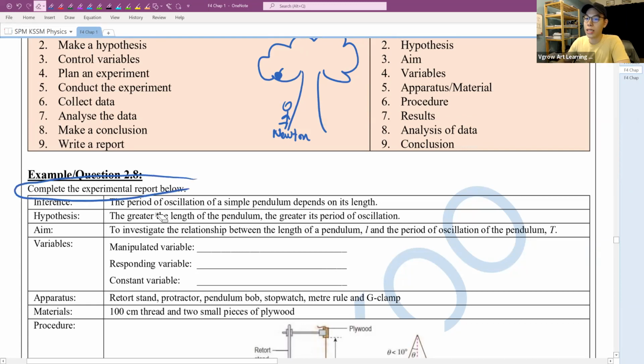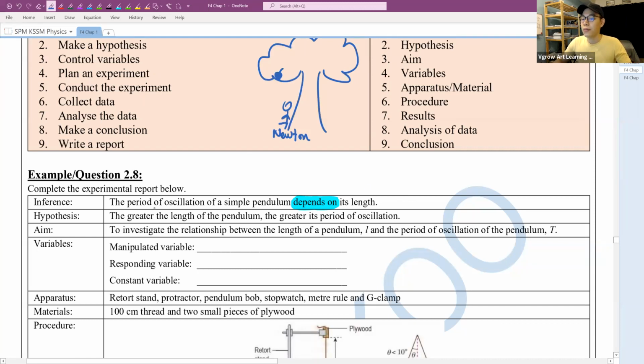The inference is like that: the period of oscillation of a simple pendulum depends on its length. If you want, you can highlight the words depends on. Usually for inference, they will use these words, depends on. What depends on what? So from here, you will see that the situation we are dealing with is the period of oscillation of a simple pendulum and the length. We have two variables here.